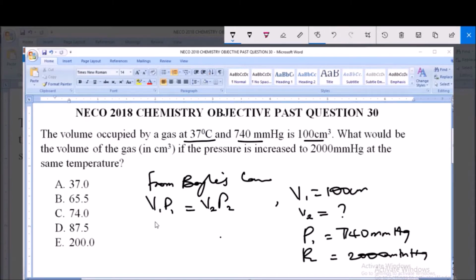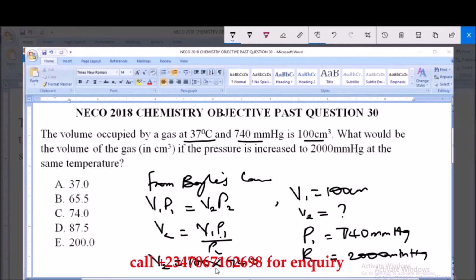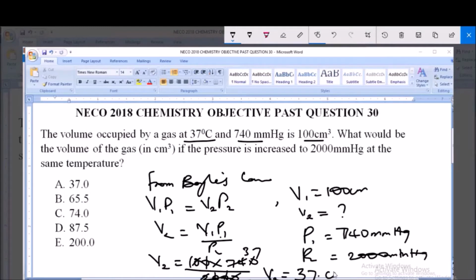So from this formula we can say V2 is equal to V1 P1 all over P2, and V2 is equal to 100 multiplied by 740 all over 2000. Now the zeros cancel out. Now we have 74 divided by 2, which will give us 37. So the volume is equal to 37.0 centimeter cube. This is the new volume when the pressure is increased to 2000 millimeter mercury, and that is option A.